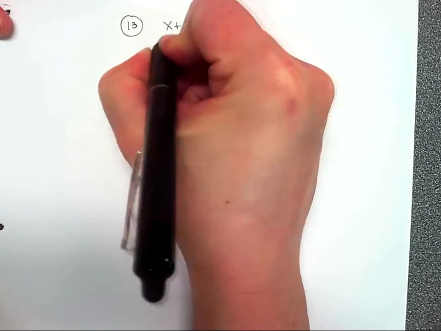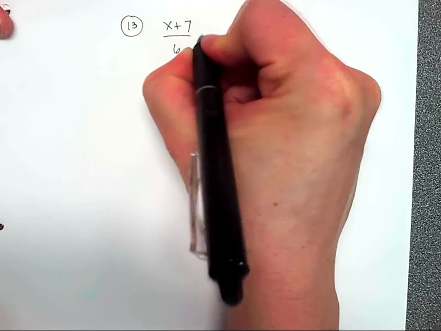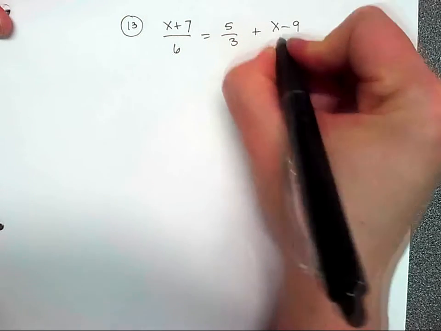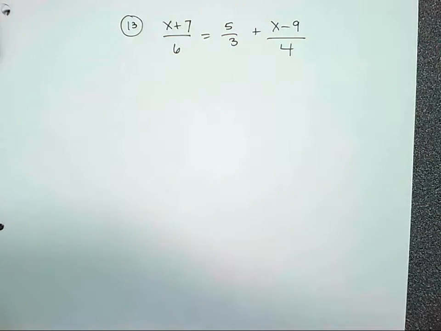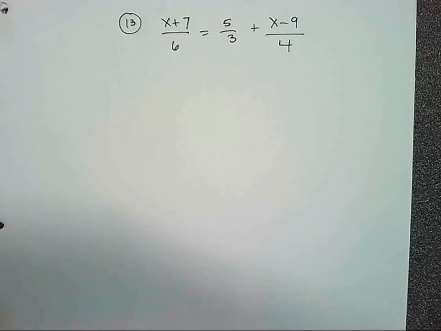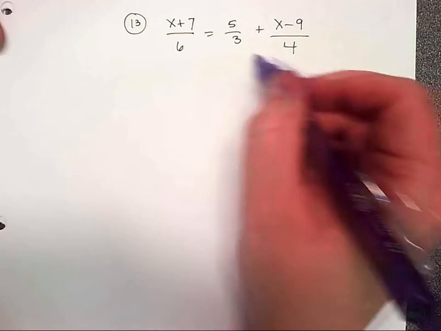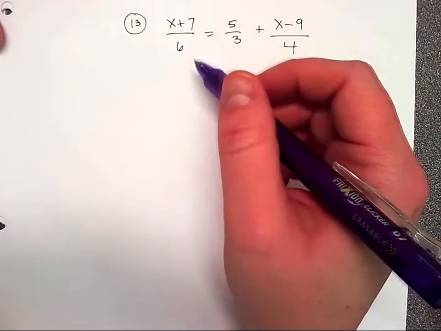x plus 7 divided by 6 equals 5 over 3 plus x minus 9 over 4. Okay, so the first step is to multiply by the least common denominator. How did you get 12, Blair? Because 6 times 2 is 12, and 3 times 4 is 12. Good. So I'm seeing what multiplies to all of these, right?